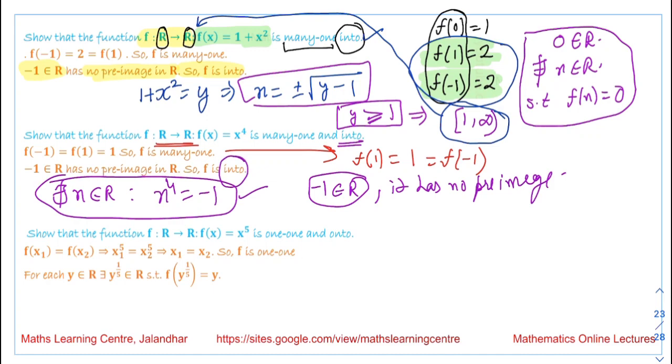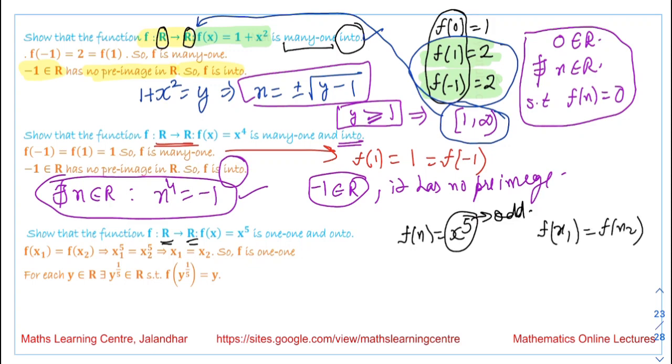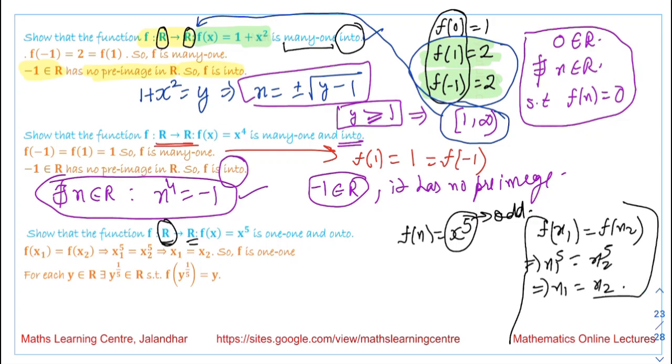Next is, show that the function f defined from R to R with f(x) is equal to x raised to power 5 is 1-1 and onto. So the domain and codomain are R to R, and we are talking about the function f(x) is equal to x raised to power 5. This is a polynomial function of odd degree, so this is 1-1. Or we can say that if we consider f(x1) is equal to f(x2), then this implies x1 raised to power 5 is equal to x2 raised to power 5, and this implies x1 is equal to x2 if x1 and x2 are real numbers, and this gives us that this function is a 1-1 function.